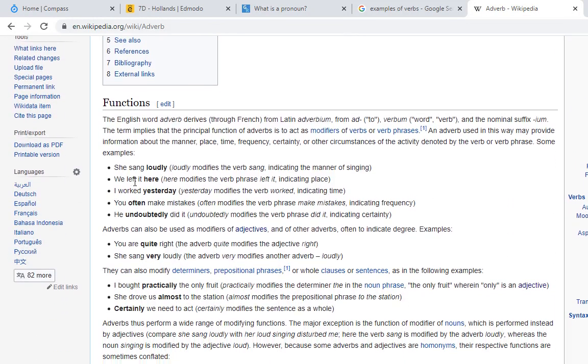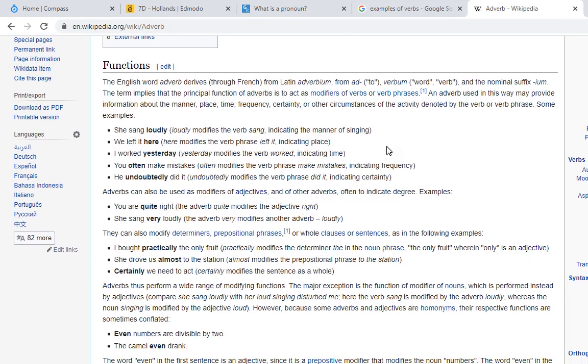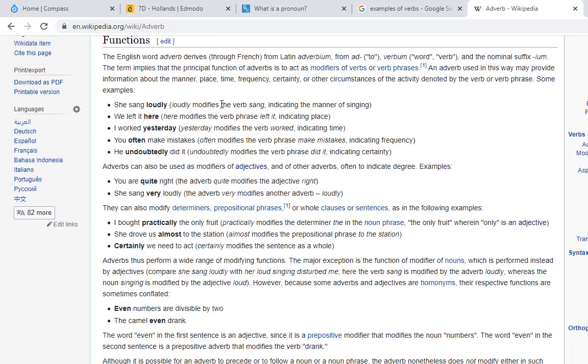All right, so I've got some examples here, which is actually a little bit more useful for me. Let's see if we can nut this one out. She sang loudly. Loudly modifies the verb sang, indicating the manner of singing. Okay, so these words like loudly, here, yesterday, these are the adverbs.